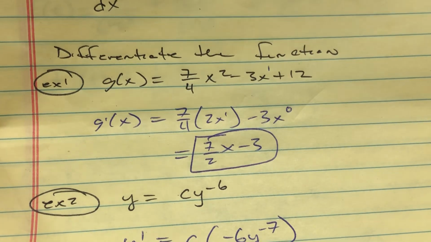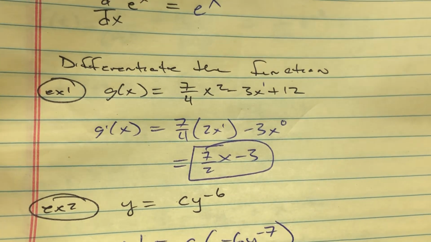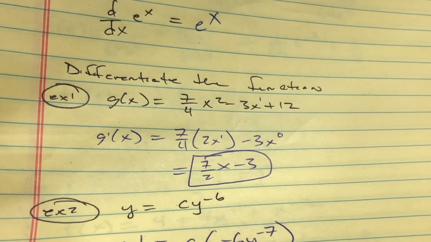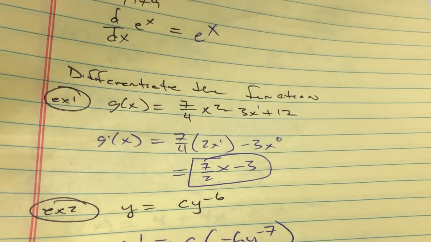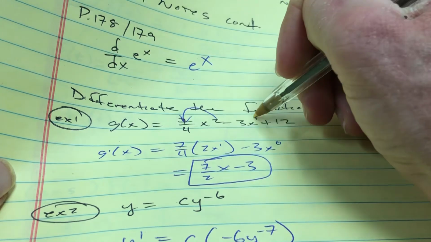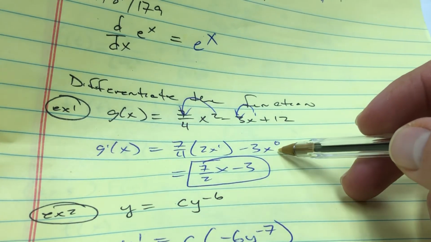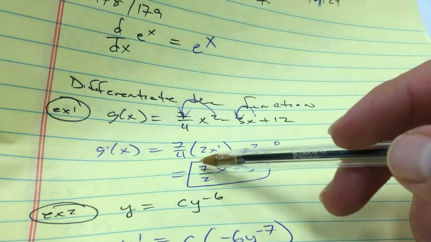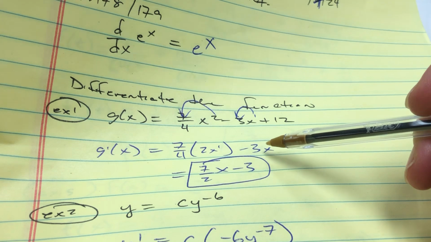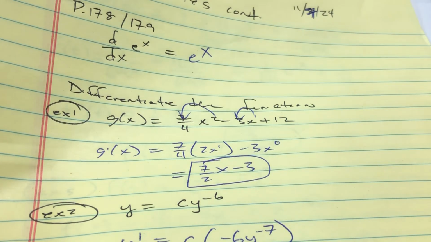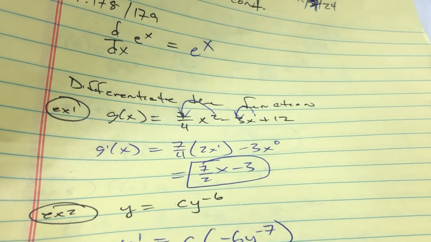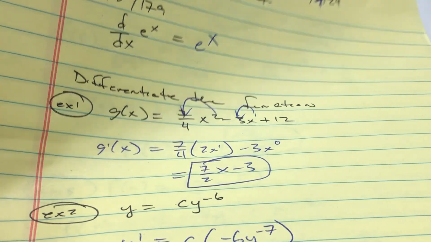All right, so we're going to differentiate the function for several of these. You've got g of x is equal to 7x squared minus 3x plus 12. Bring down the power, 1 power less. x to the 0 is 1. This is simply 7 over 2x minus 3. All right, pause this whenever you need to. Going to try to make this video relatively quick.